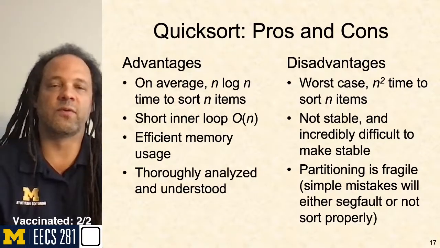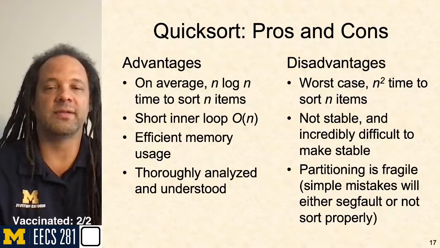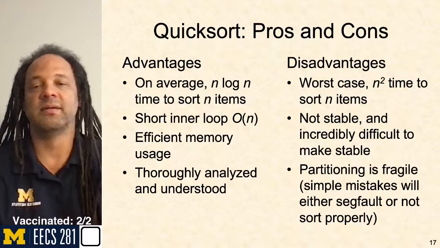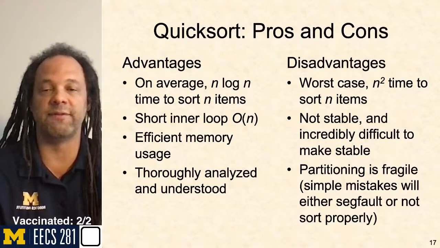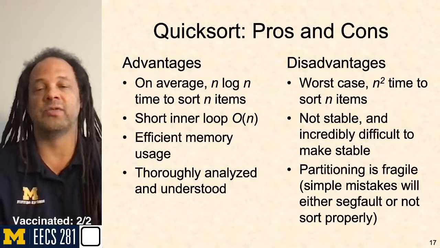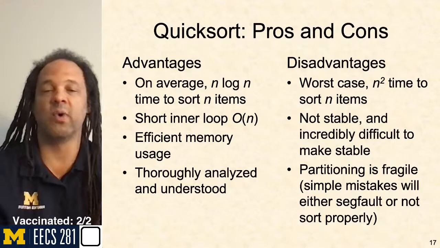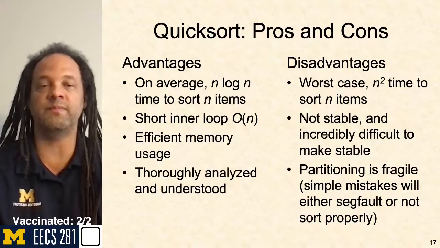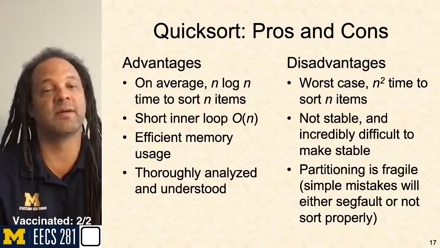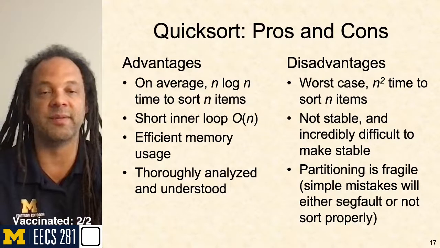So the advantages, of course, of Quicksort: on average it's n log n. Best case, n log n. It's got a short inner loop. It's really efficient with memory. And as I mentioned, it's really old, so it's very well analyzed and understood. Quicksort is part of the C library. You just call qsort. It's a function that does a Quicksort for you. The disadvantages, of course, is the worst case is somewhere out there to be found.